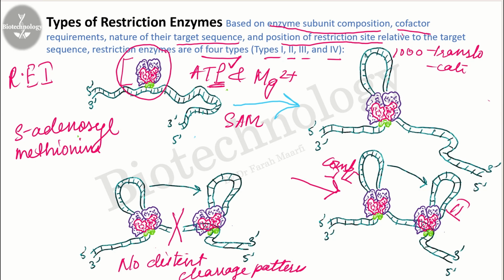So this was the working mechanism of the type 1 restriction enzyme, how it makes a cut and produces no distinct cleavage pattern. But unlike this, restriction enzyme types 2 and 3 are a little bit different from type 1. We will see types 2, 3 and 4 in the next portion of this video.